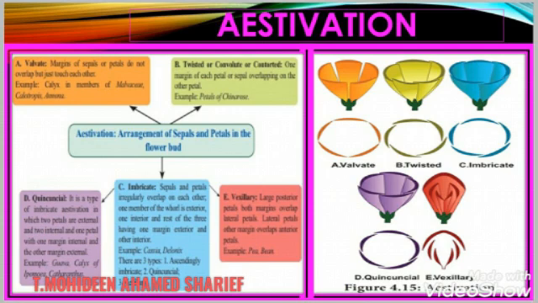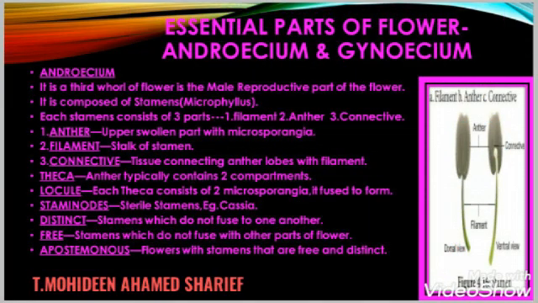Next we will see about the essential parts of flower. First one is androecium. So it is the third whorl of flower and it is the male reproductive part of the flower. It is composed of stamens. Each stamen consists of 3 parts, namely filament, anther and connective. So the anther is the upper swollen part with microsporangia. Filament is the stalk of stamen. Connective, tissue connecting anther lobes with filament.